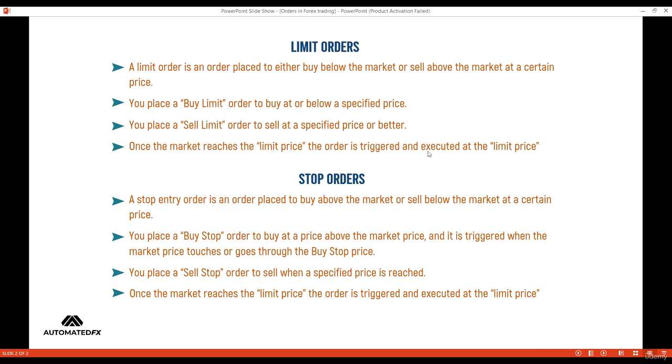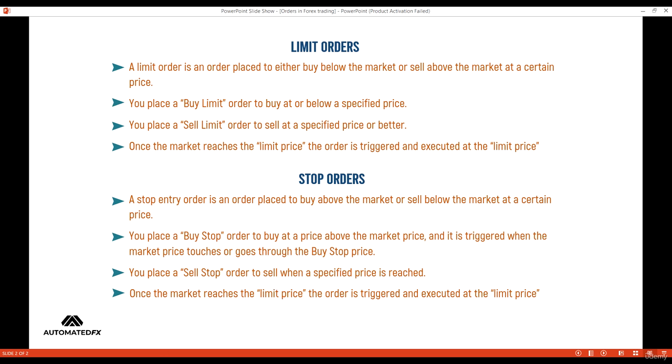Now coming to stop orders, what do we mean by stop orders? A stop entry order is an order placed to buy above the market or sell below the market at a certain price. So you place a buy stop order to buy at a price above the market price, and it is triggered when the market price touches or goes through the buy stop price. Now you place a sell stop order to sell when a specified price is reached. Once the market reaches the stop price, the order is triggered and executed.